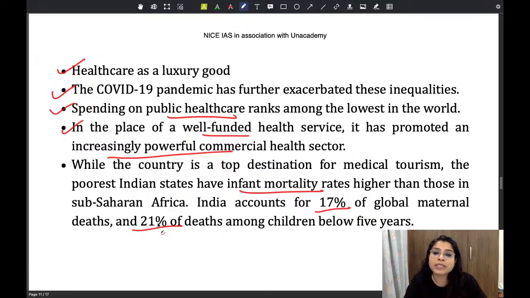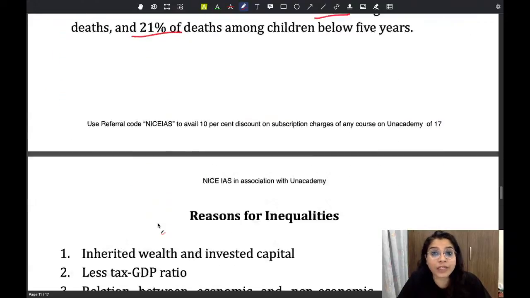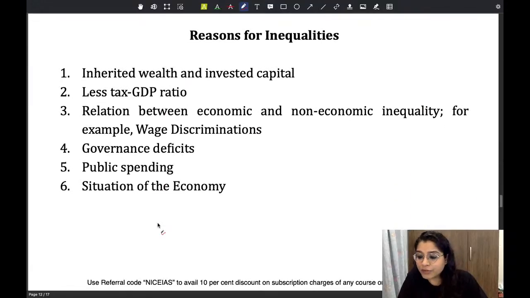So all these points suggest that despite being claimed to be a destination for medical tourism, our healthcare system, our healthcare infrastructure is very poor, and it is not equally accessible to all the socially defined groups. And what are the reasons for these inequalities? See, I have given you the key words. Whenever you write in the examination, elaborate on them.